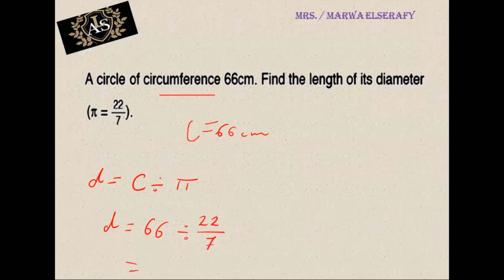By using your calculator, you will get what? I will do it without calculator. 66 divided by a fraction, so I multiply and turn it upside down. 22 divided by 22 equals 1. 66 divided by 22 equals 3. 3 times 7 equals 21. So the result in here will be equal 21 centimeter. You can use your calculator.